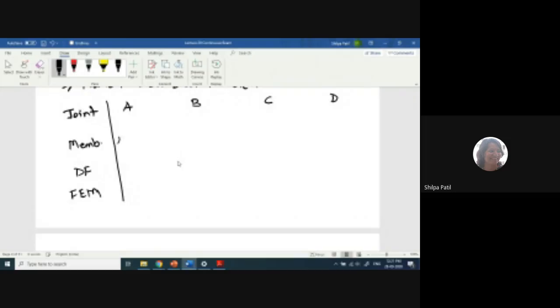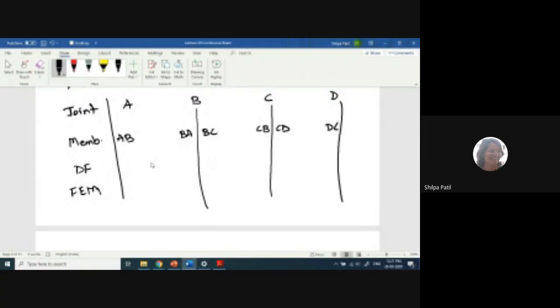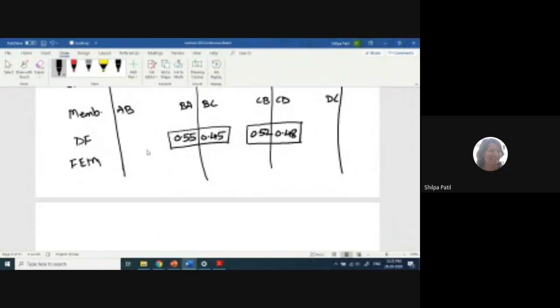For A, the member is AB. For B, there are two members, BA and BC. For C, again, there are two members, CB and CD. And for D, there is only one member, DC. So what are the distribution factors? For AB, there is no distribution factor. For joint B, BA member, tell me the distribution factor. It is 0.55. And for BC, it is 0.45. For CB, it is 0.52. And CD, it is 0.48. So these are the distribution factors. I have made a block over here because we will require these values continuously. As we go on writing in the table, we should keep in mind what these distribution factors are.